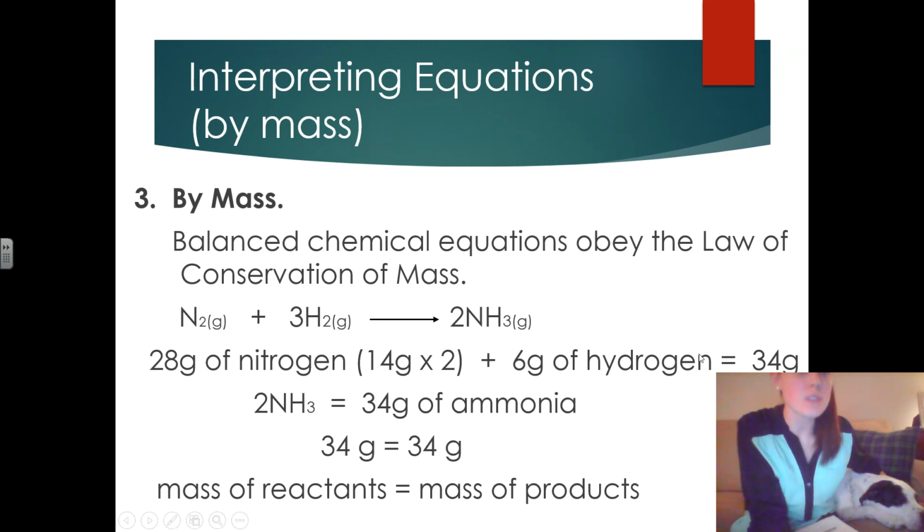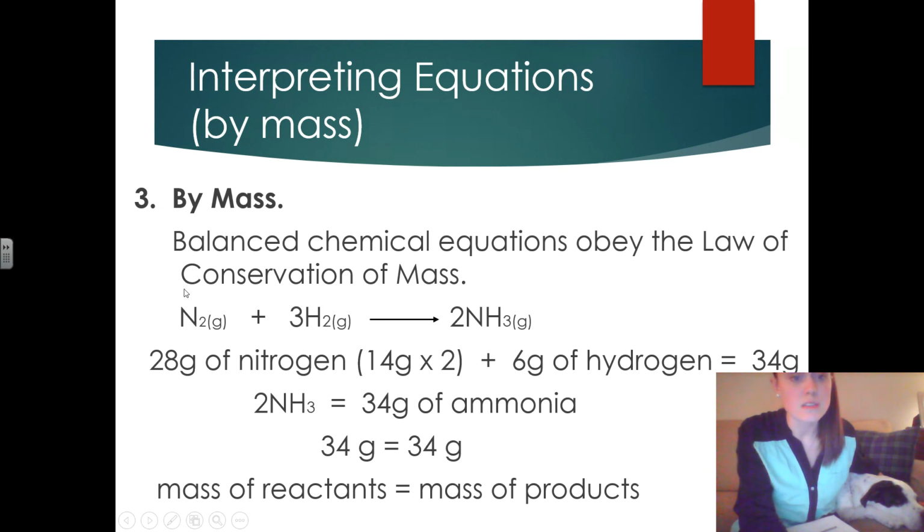The last way to interpret a chemical equation is by mass. Okay, and so in this particular interpretation, I want you to pay close attention to the fact that a balanced chemical equation has to abide by the law of conservation of mass. All right, so in this interpretation, you actually go through, calculate the molar masses of all of your reactants and products, account for the coefficients, and then see that the mass of your reactants is equal to the mass of your products.